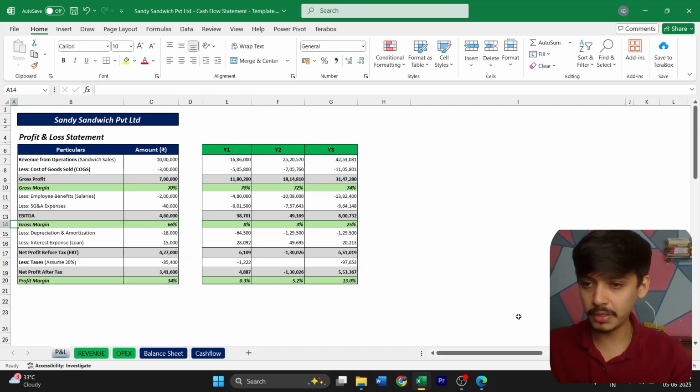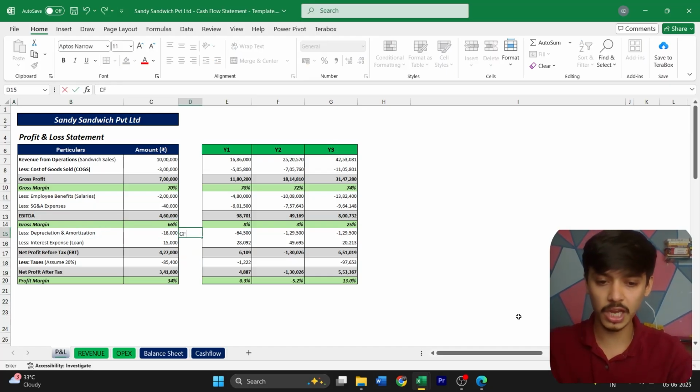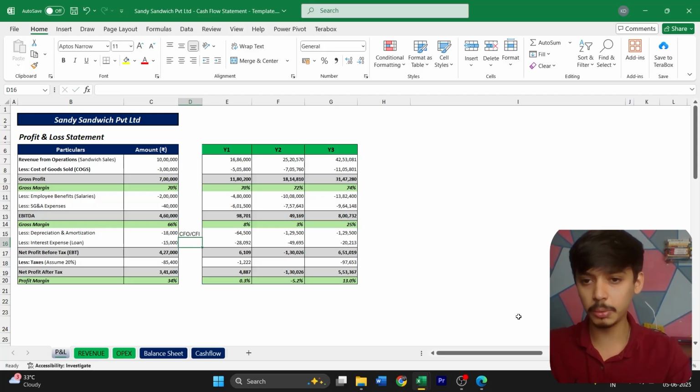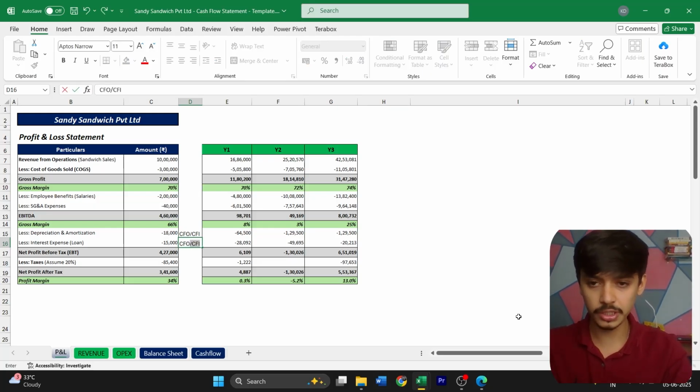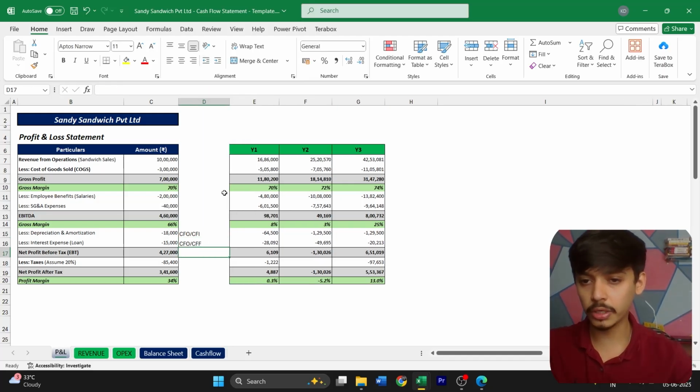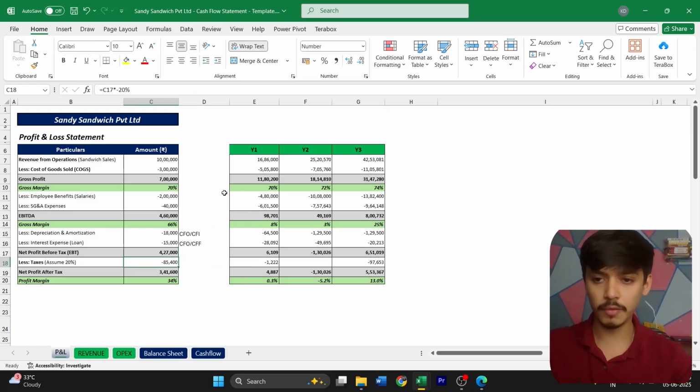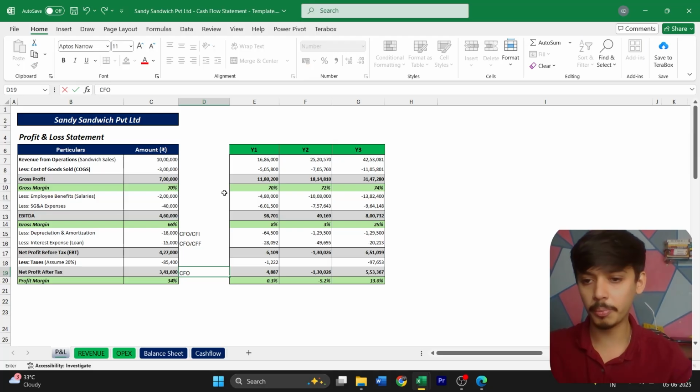The first element we have is depreciation, which goes into cash flow from operation. It also affects cash flow from investing activities. Next, we have interest expense, which will affect cash flow from operation, and it will affect the cash flow from financing, that is CFF. So we are writing all these short names for each of the element of cash flow statement. And finally, tax is definitely a cash outflow, which we have already subtracted from net profit. So we are going to take over here net profit, which will go into cash flow from operations.